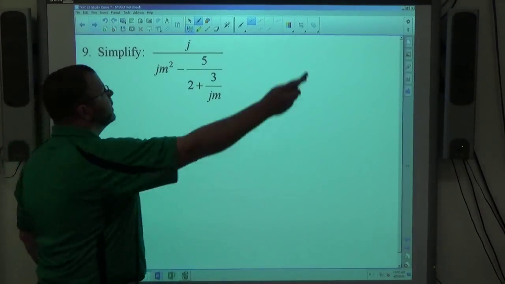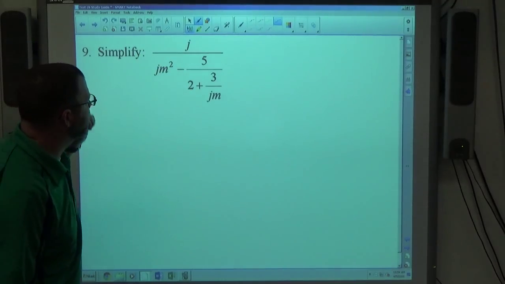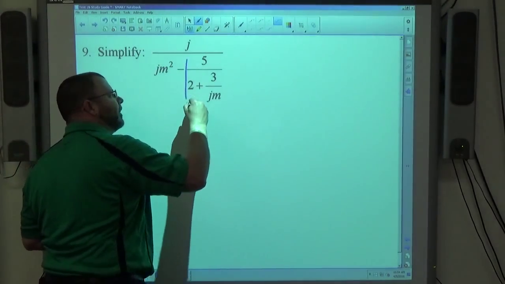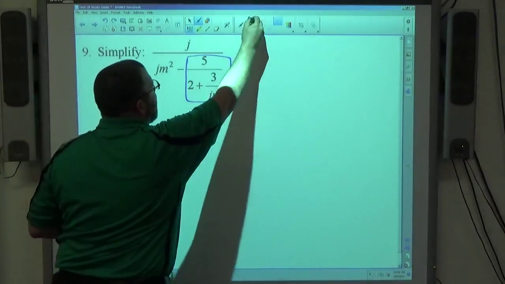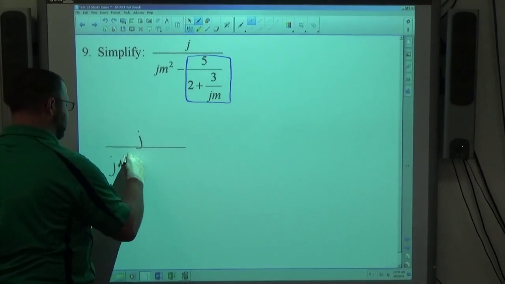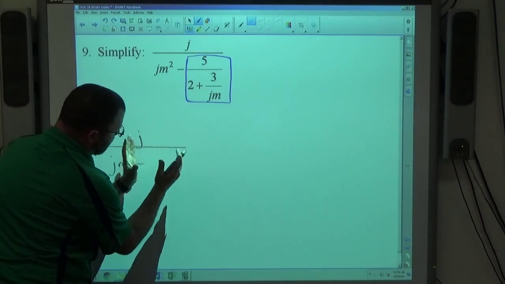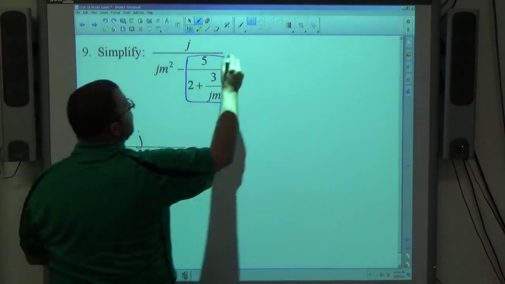Number 9. We have a complex fraction inside a fraction. So the first thing I want to do is take this out, fix it, and then put it back in. The original problem is j on top, jm squared minus on bottom. And I want to create a better structure for this. So that's my first task.